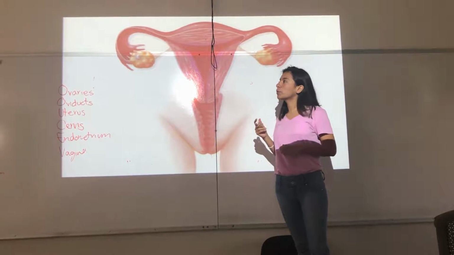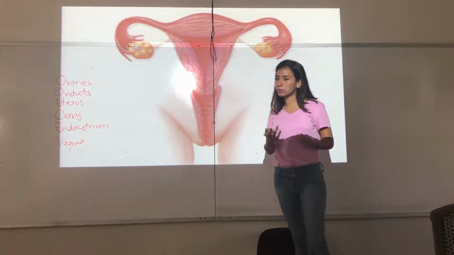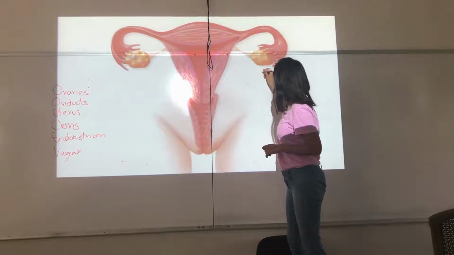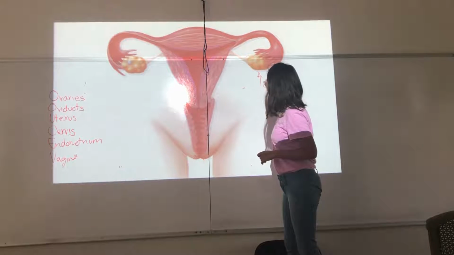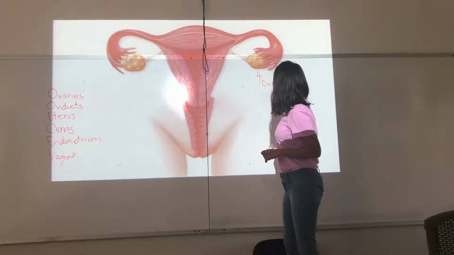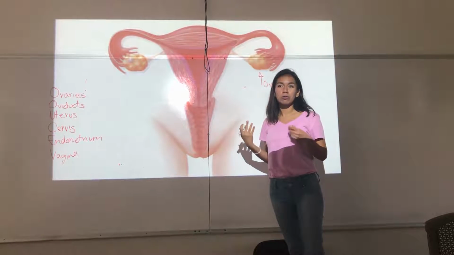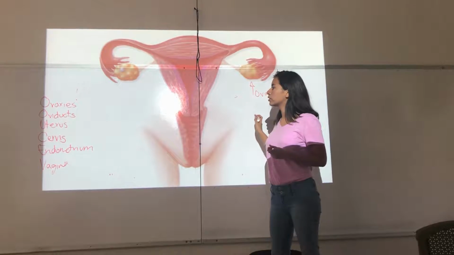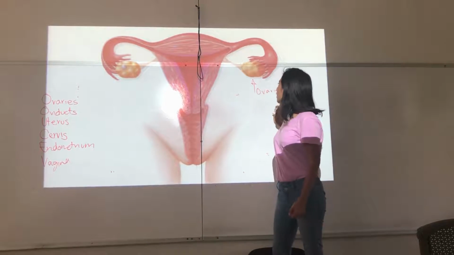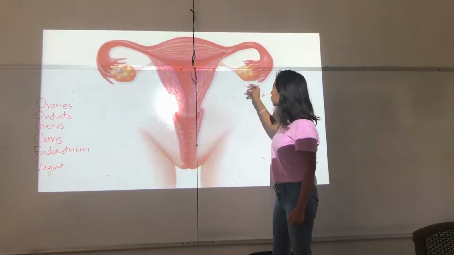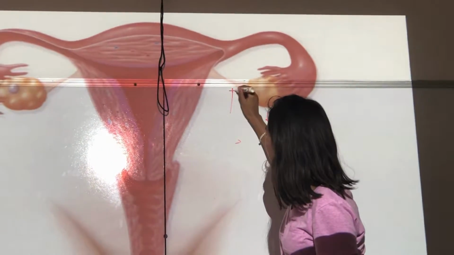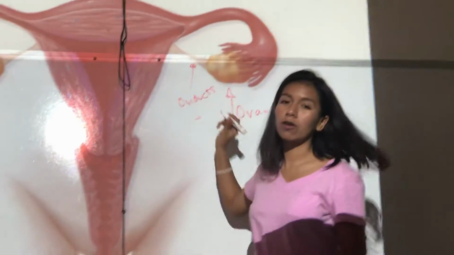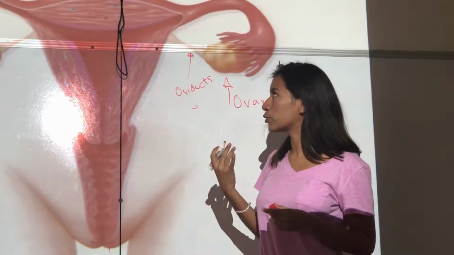Now we're gonna label the parts of the reproductive system of the female and describe the function of each. And here we have the ovaries. The ovaries are in charge of producing the oocyte, the egg to get fertilized. And then we have the oviducts here, also known as fallopian tubes.